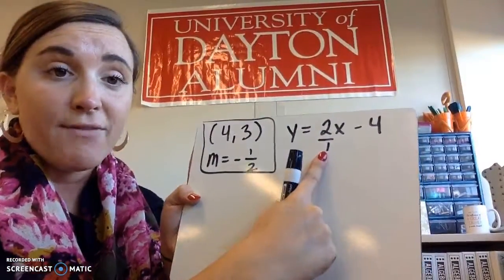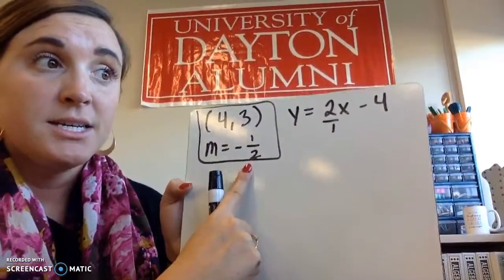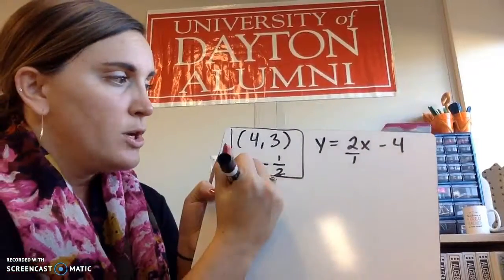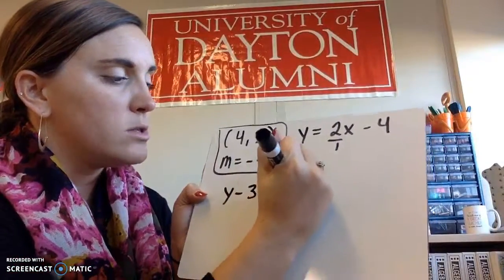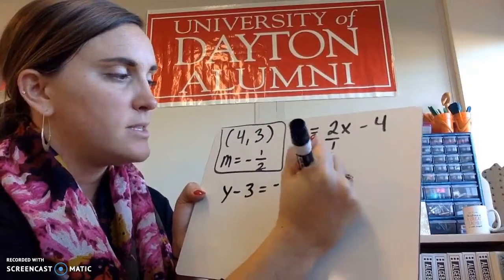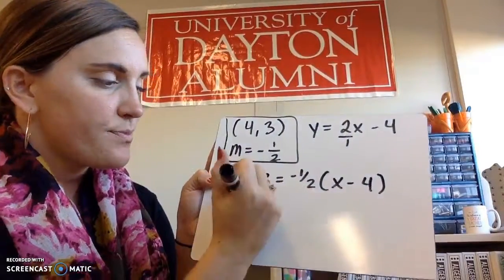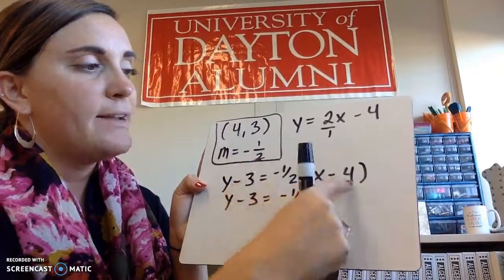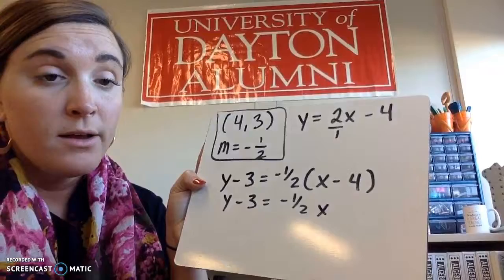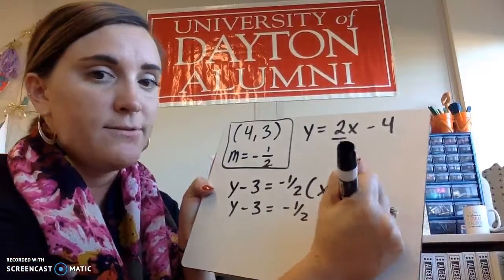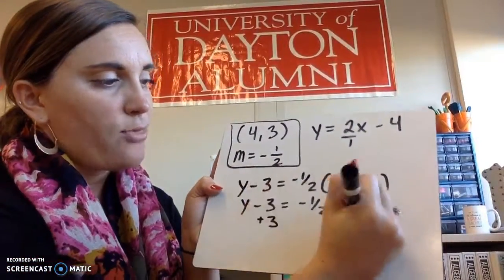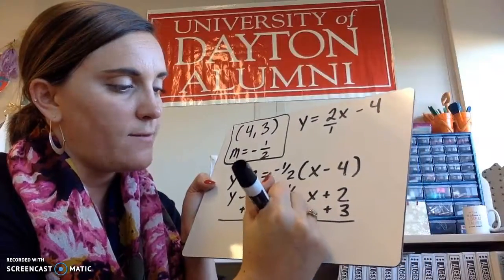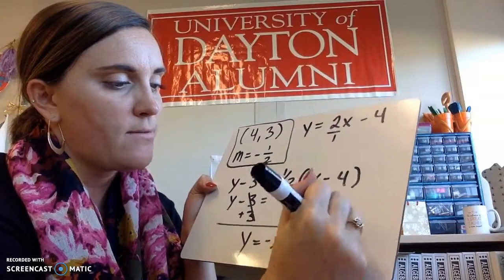So I took the slope they gave us and made this the negative or the opposite reciprocal since they're perpendicular now. So y minus 3 equals negative 1/2 parentheses x minus 4. Y minus 3 equals negative 1/2 x. Negative 1/2 times negative 4 is positive 2. Add 3 on each side. Y equals negative 1/2 x plus 5.